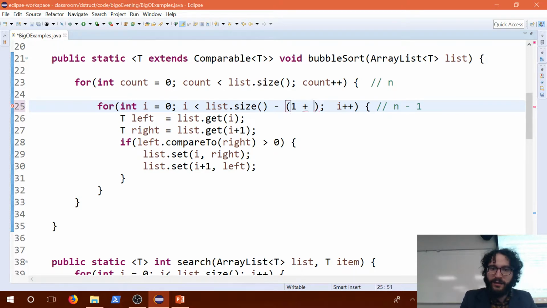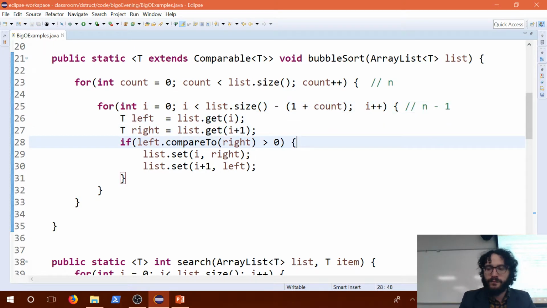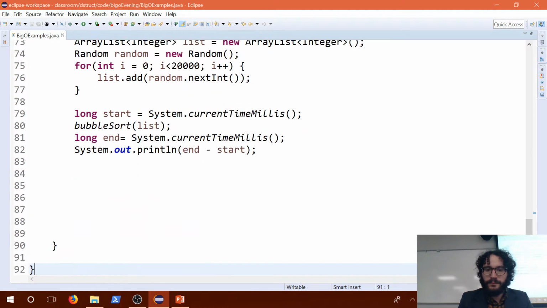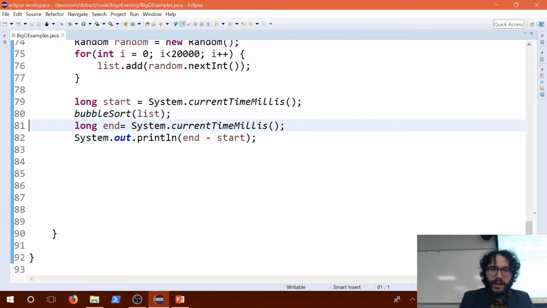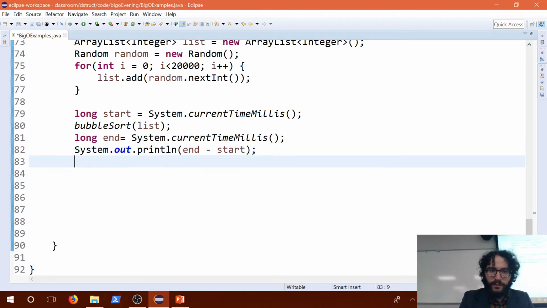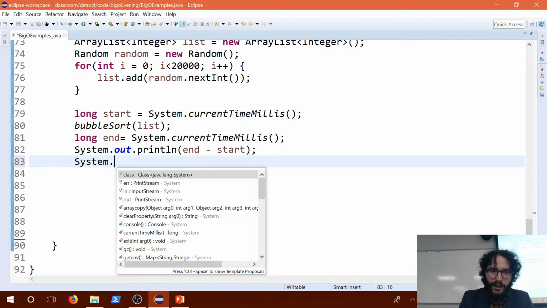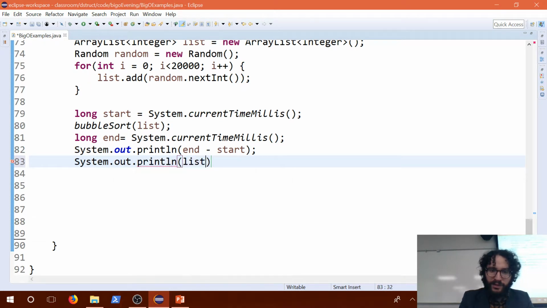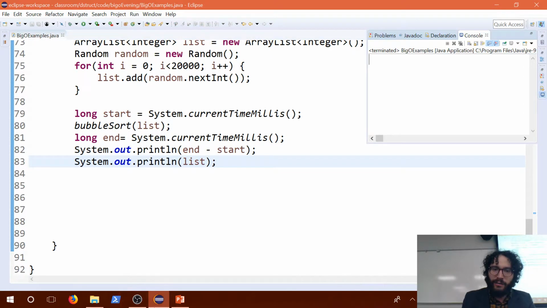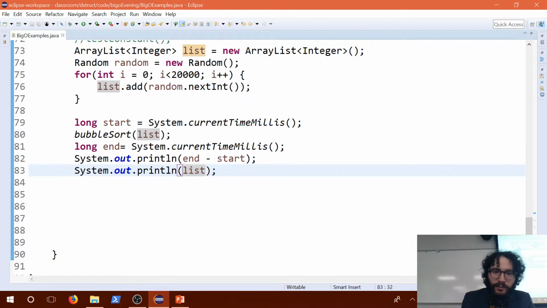So basically, the amount of things I have to check decreases by one each time. Okay. Oh, and I should probably print out the list, system.out.println list, just to make sure it was working, because I accidentally programmed this incorrectly in the morning section. It's not printing out because it's monstrously huge.